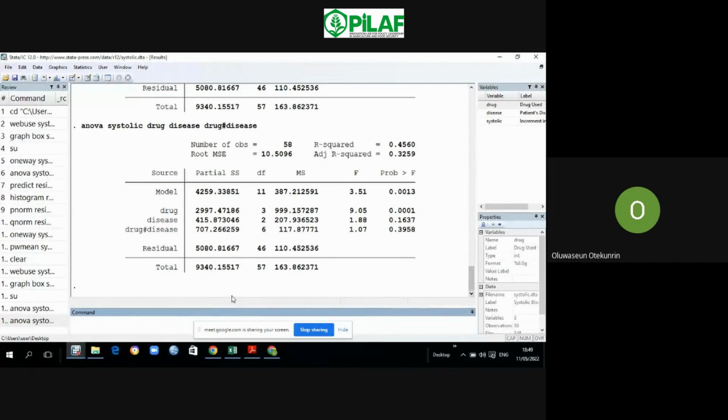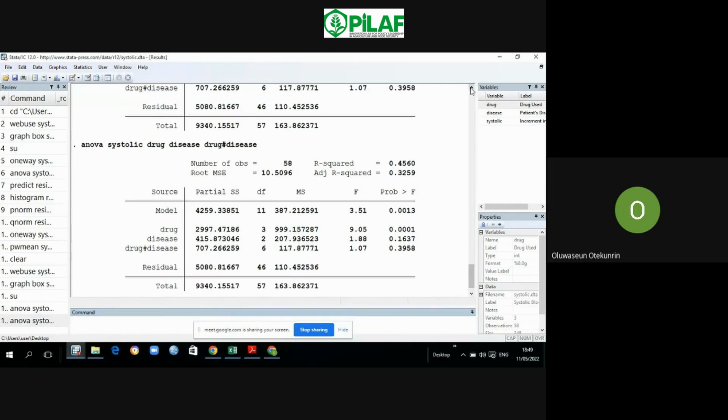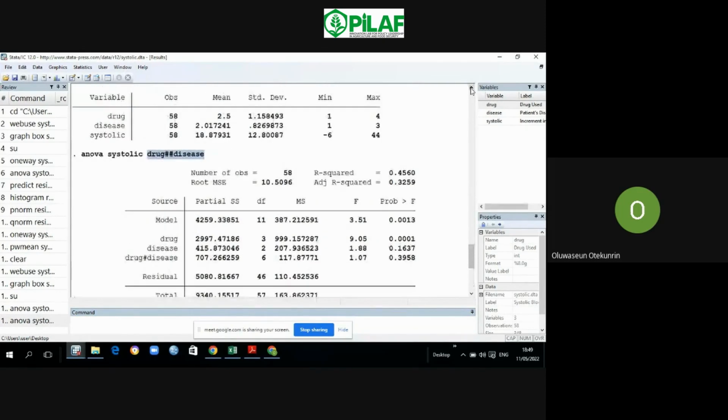But the difference is that we are just moving straight to that without typing the drug disease in the first case. We just type ANOVA systolic drug ## disease. It gives us that two-way ANOVA table.